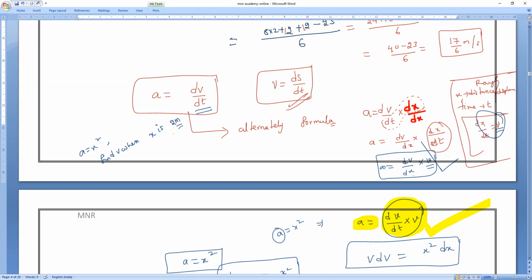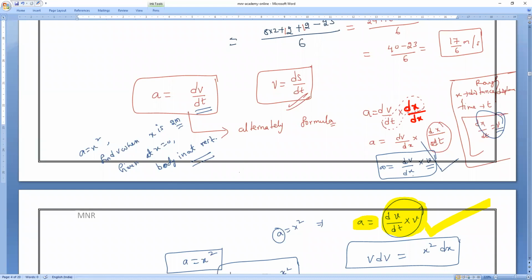So x is 2 meters, and it is given that at x equals 0, what is the body's condition? The body is at rest, so the initial velocity is 0. Is it clear? So all of you should focus on this kind of thing also. Very, very important questions used to come from this.